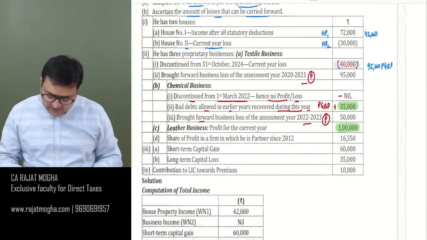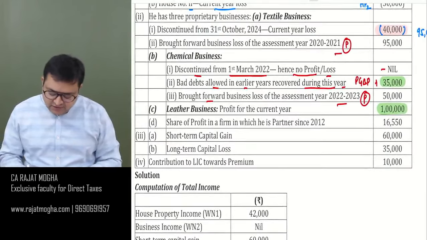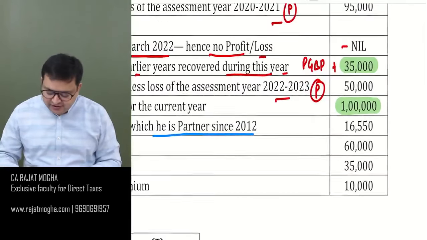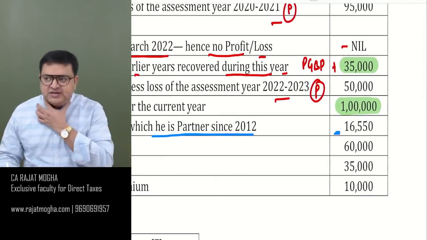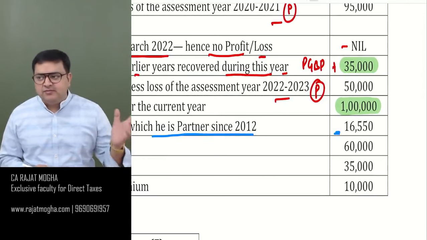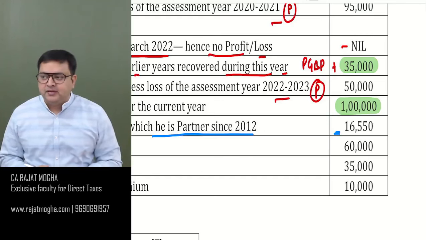Okay, there is one more thing. Let me read it. Share of profit in a firm in which he is a partner since 2012. Share of profit. He has received share of profit 16,550. Guys, which income is it? Share of profit from a firm. From a firm, he's a partner. He has received share of profit. Which income is it?